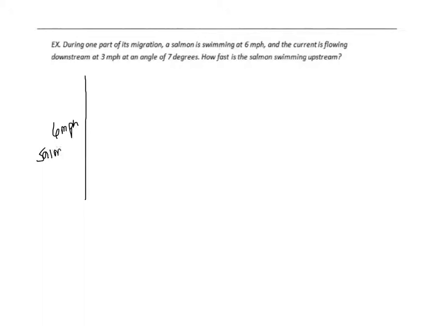This is my salmon. Okay, it says that the current is flowing. This is what it would do if it was going in still water. All right, but then I've got this. Okay, this piece right here is the current that's flowing at 3 miles per hour at an angle of 7 degrees. And it means the angle to the salmon. So the angle here, this is 7 degrees.